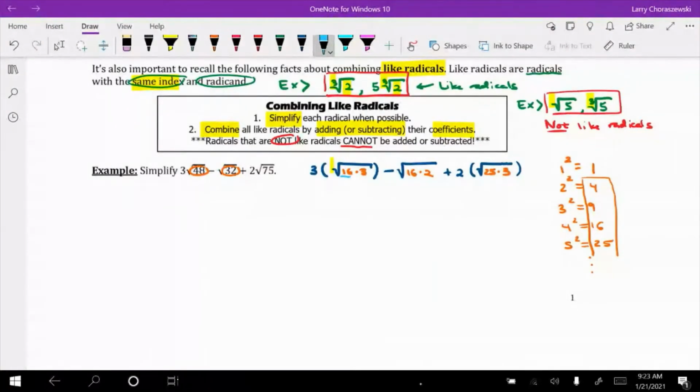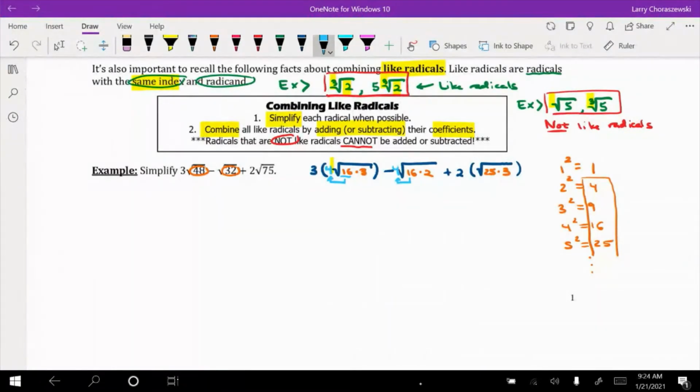For example, this 16, the entire radical could break up as the square root of 16 times the square root of 3. And what that means is that the square root of 16 is going to give us a 4. But there is no square root of 3, so that would be left on the inside of the square root. With the second radical, there's another square root of 16, which would simplify as a 4 going in front of the radical. But there's no square root of 2, so that would have to remain inside the square root.